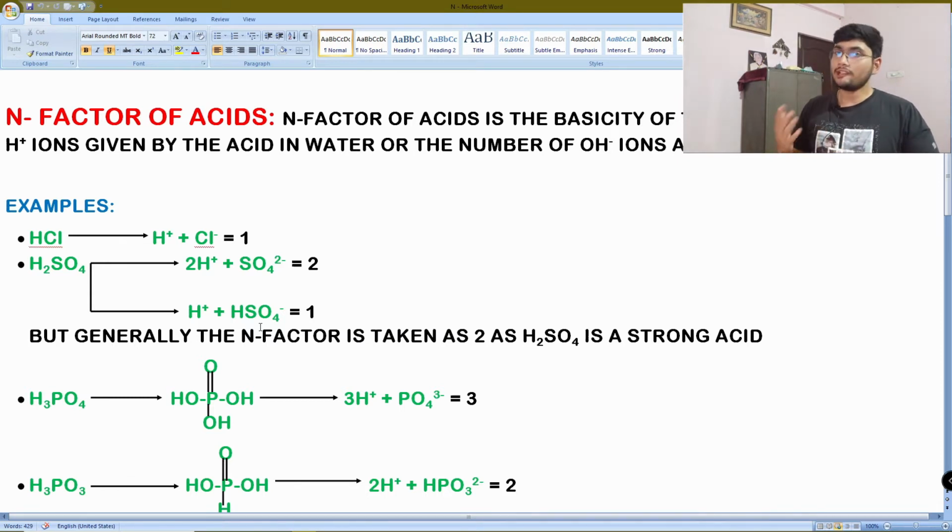Because it is a strong acid, it is believed that it will dissociate completely. It will break off completely to give 2 H plus ions. So the n factor of sulfuric acid is 2.